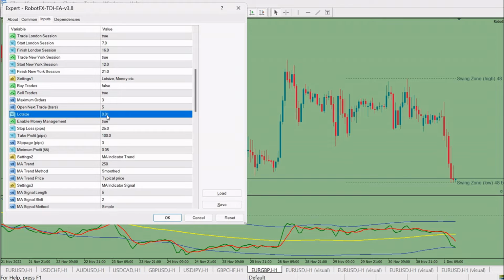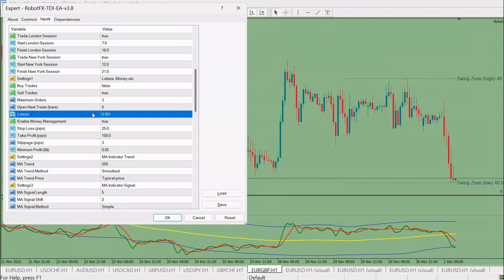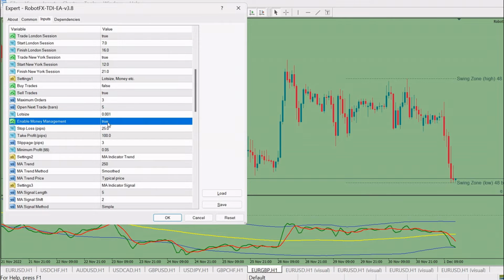We can set the lot size as we wish, of course, and by enabling the money management, which in this example is true, the lot size will become the percentage of the free equity. So you probably want it to be lower. Now it depends on your equity and your free margin. Sorry, I said free equity. It depends on how much money you have in your account and how much money you are willing to risk on a trade. For beginners, I really suggest don't use the money management, use the minimum lot size.